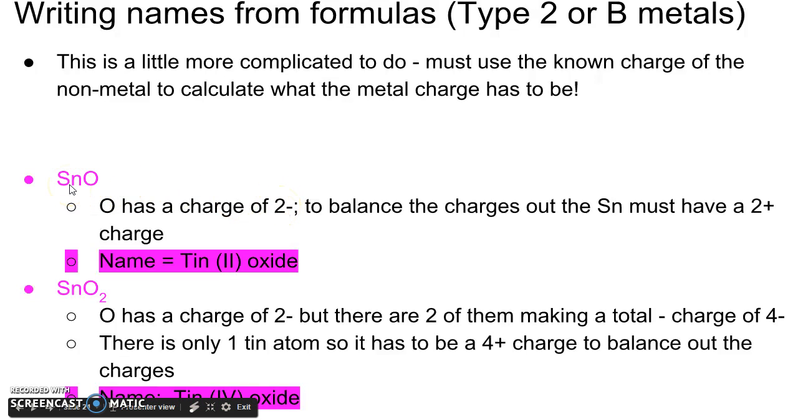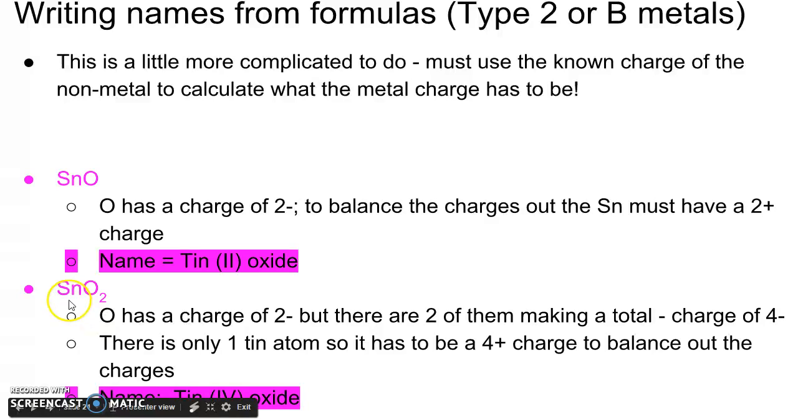I don't know what tin has, but I do know that I only have one atom of oxygen, so I only have a 2- charge. So then you go, what does that tin have to be? To balance it out, that tin has to be 2+. So the name of this would be tin(II) oxide.